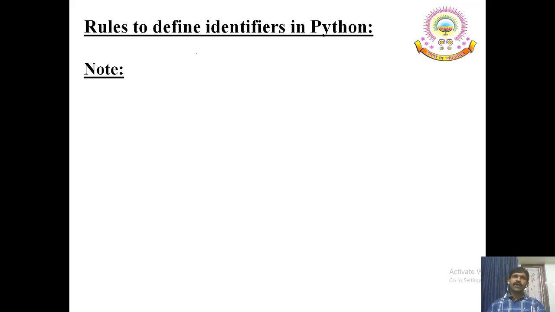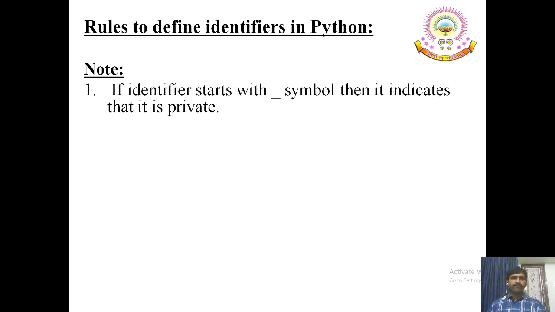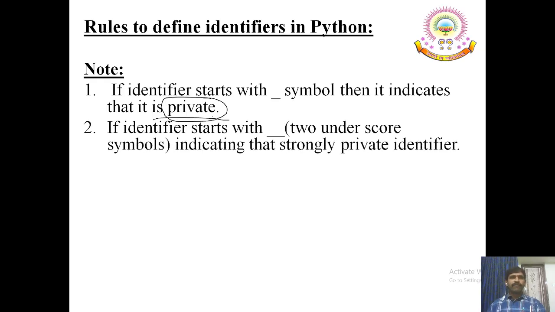Then rules to define identifiers: if an identifier starts with the symbol underscore, then it indicates that it is private. The concept of private and public we see in the class concept. So private means it is useful for that particular block of statements only, like your local variables. If an identifier starts with two underscore symbols, it indicates a strongly private identifier. The data cannot be accessed by external data or external functions.